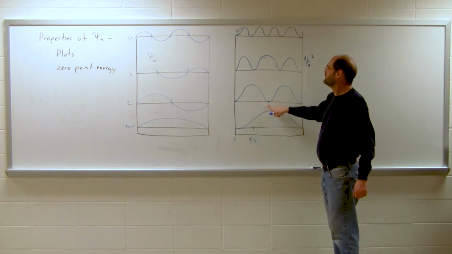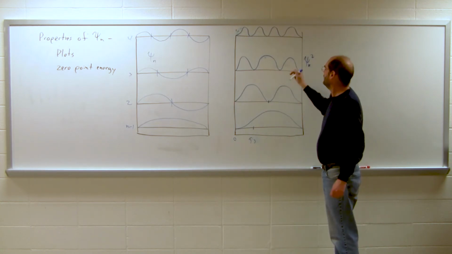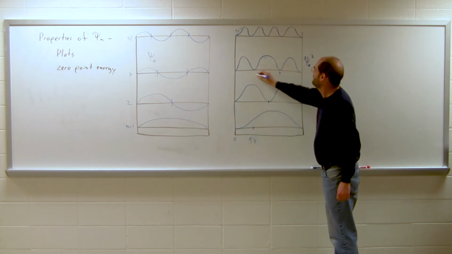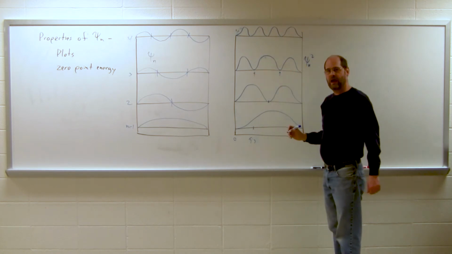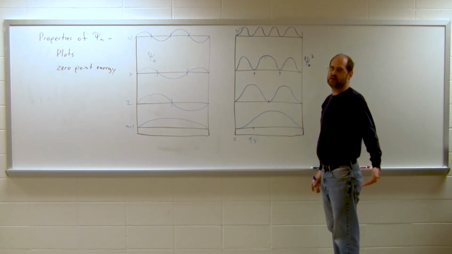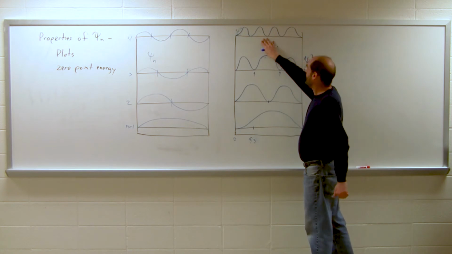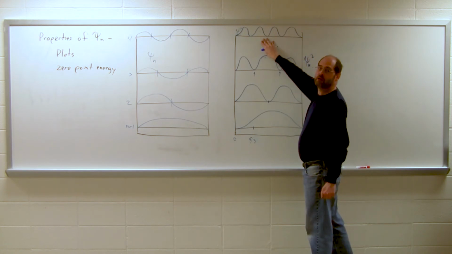For n equals 3, the same thing, except now I have 2 nodes here and here. Again, I will never observe the particle at those regions. It's a standing wave. The particle is a standing wave. Finally, n equals 4, the same thing, except I've got one more.